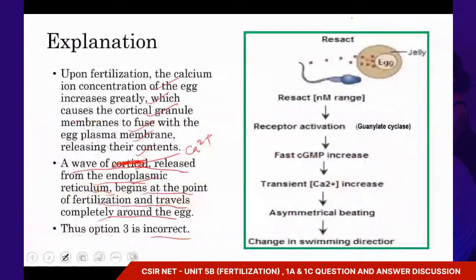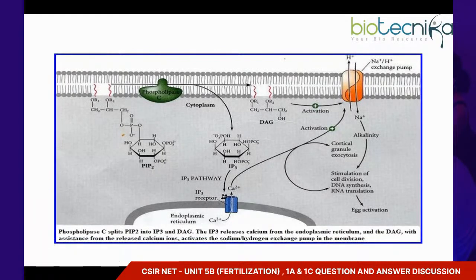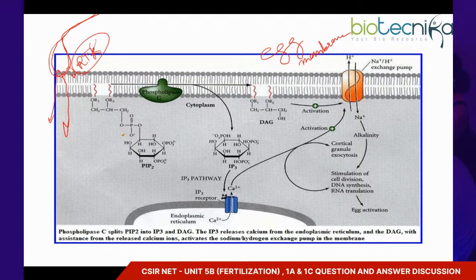So what happens here in the slow block to polyspermy? This is actually the egg membrane. Now I mentioned that when the sperm comes and binds to the egg plasma membrane, it will fuse with it. It releases its contents inside. But when the sperm binds, what happens? Some receptors are triggered. Some tyrosine kinase receptors. They are associated with the enzyme phospholipase C, which is called PLC gamma.